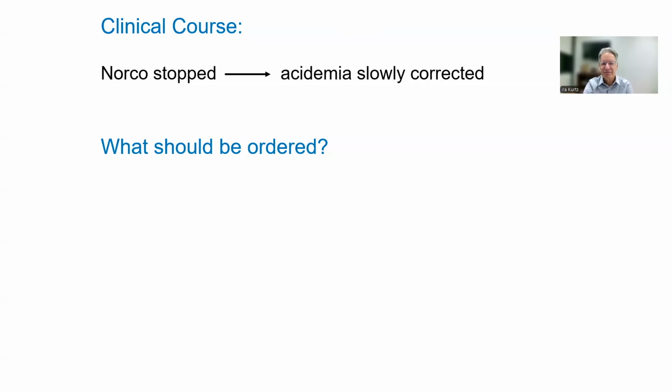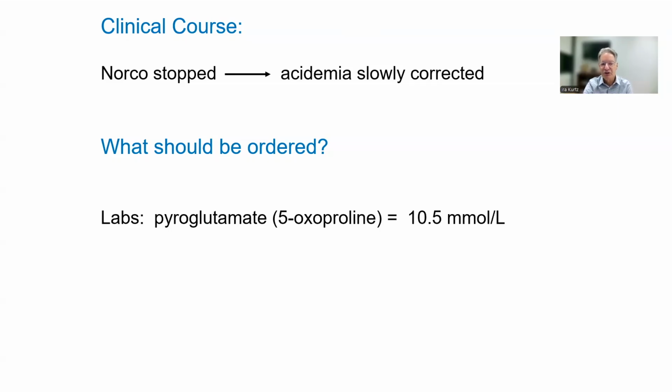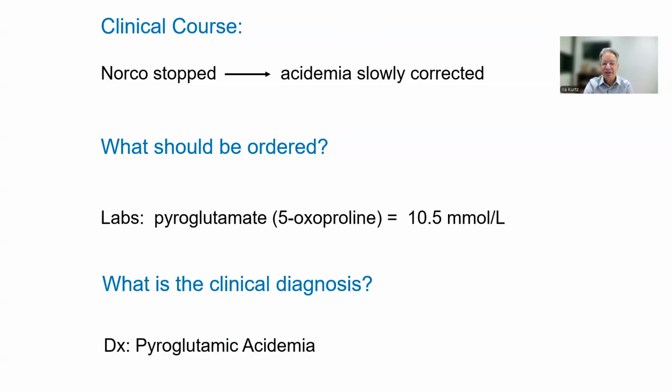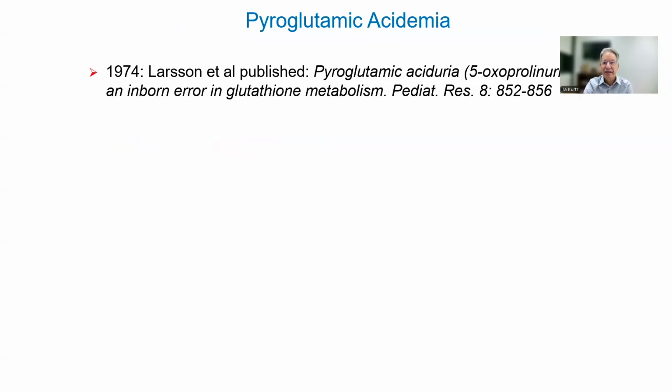And what the team did is they realized the association and ordered a pyroglutamate level, which is also called 5-oxoproline, and it came back significantly elevated at 10.5. So the team made a clinical diagnosis of pyroglutamic acidemia. That's the cause of the anion gap metabolic acidosis in this patient.